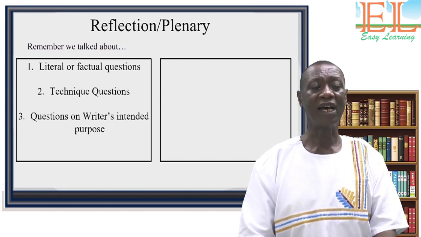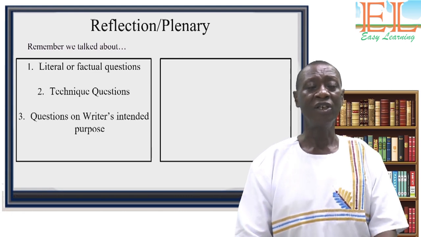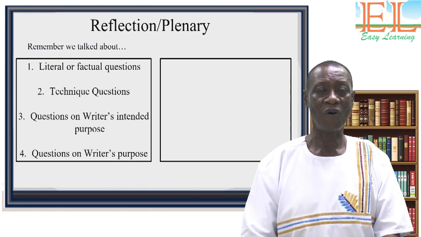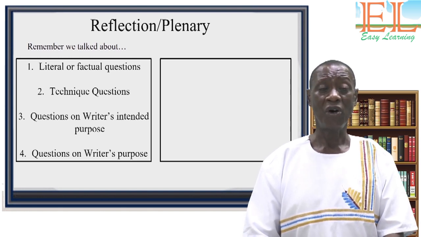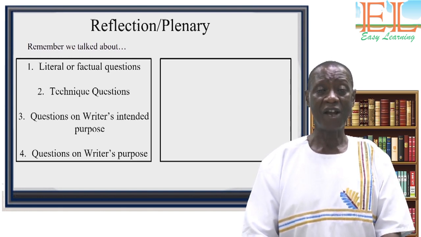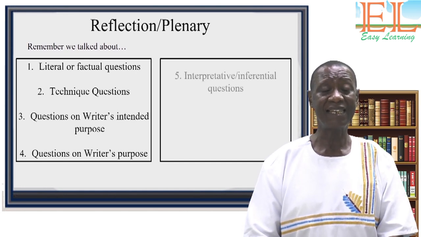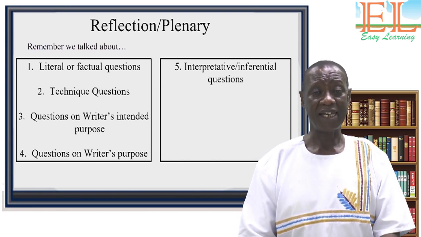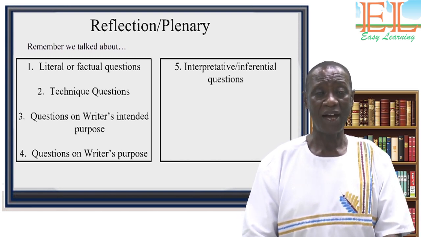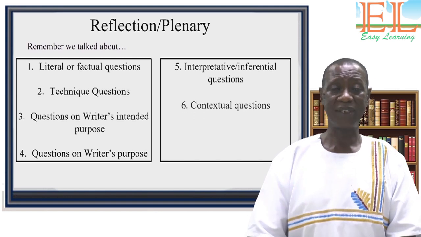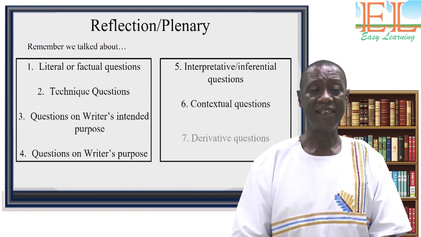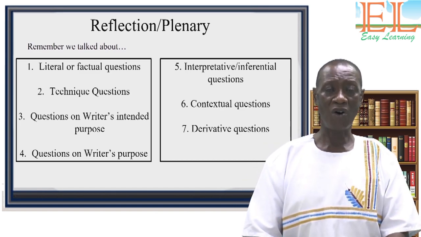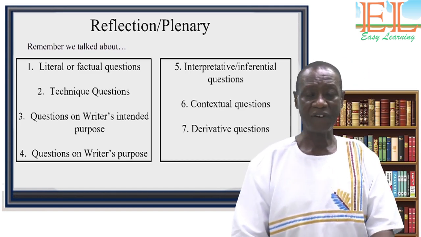In addition to that, we also tried to answer questions on the writer's purpose. What was he writing for? Then, on the interpretative and inferential questions, you remember we said these are more difficult to answer and they get more marks than the usual. Then we have contextual questions from which we can easily get the answer. Derivative questions are more difficult and it's a different plane.